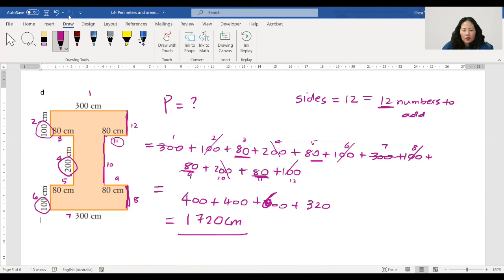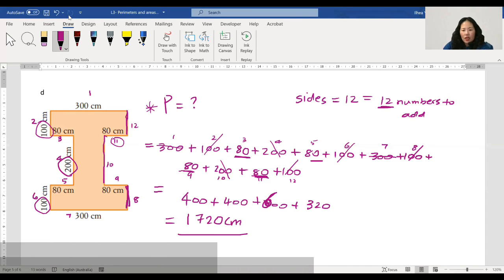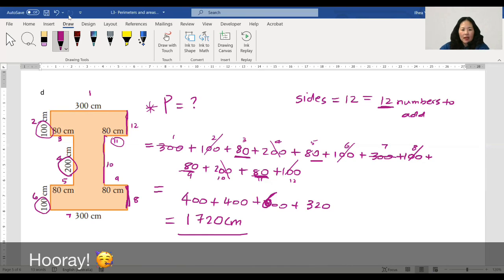Okay, so that was a little bit of a tricky one. It's not hard, but make sure you count the sides and you have 12 numbers, and you add them all up, that's your perimeter. For area, you need to change the shape into simpler basic shapes like a square, rectangle, and triangle, and use those formulas to add up the composite shape. Okay, so that's the end of the lesson.